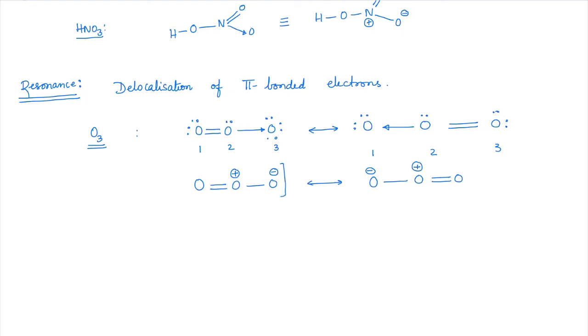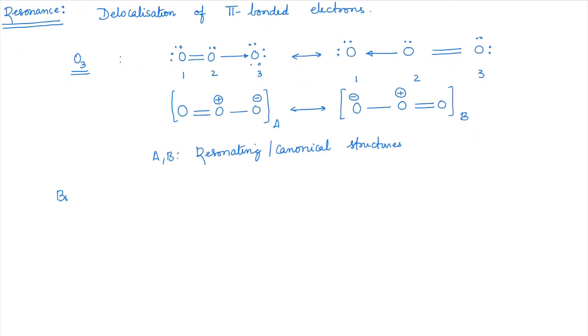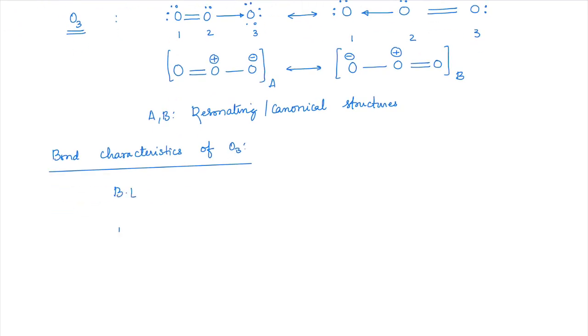Okay guys, so you can see these two structures, structure A and structure B, these two are called resonating structures. Resonating structures are also known as canonical structures. Got it. Now, if you see the bond characteristic in both the structures, you see the bond characteristic of O3, what we have found is bond length, bond energy, and bond order of these three. First, I'll write this as O, 1, 2, 3 oxygen.